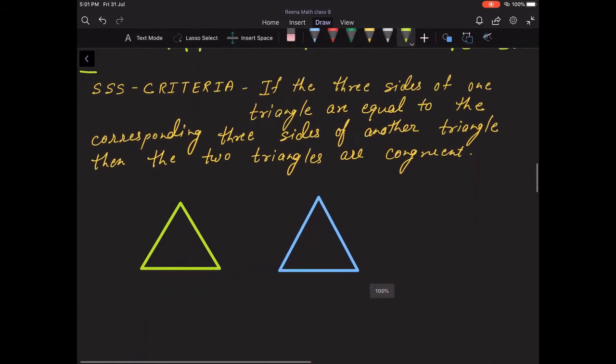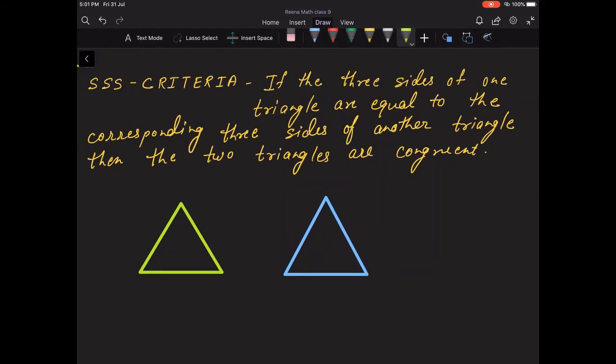Now let us discuss the SSS congruency criterion of triangles. According to this, if the three sides of one triangle are equal to the corresponding three sides of another triangle, then the two triangles are congruent. Here I have taken two triangles ABC and DEF.